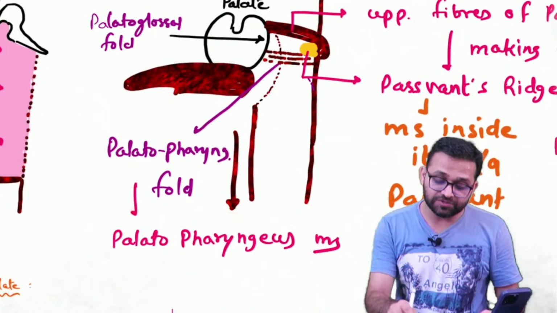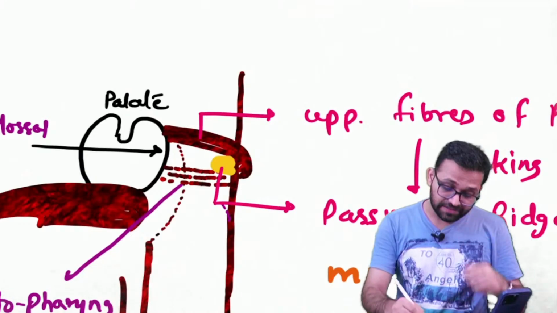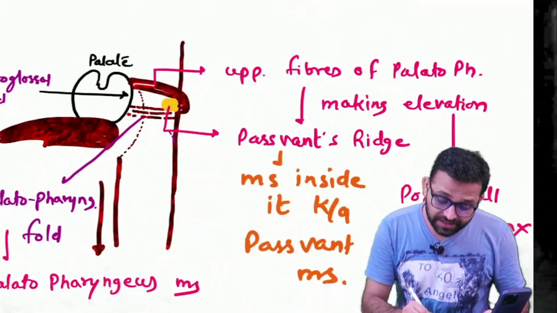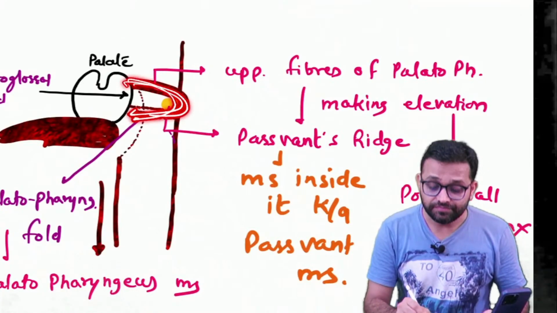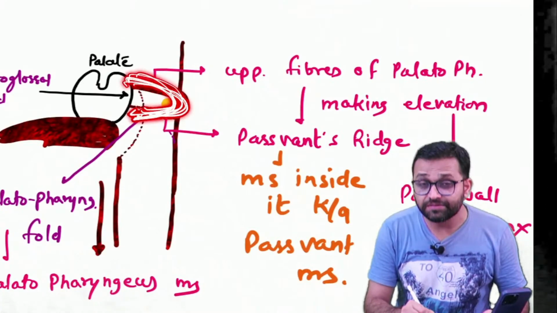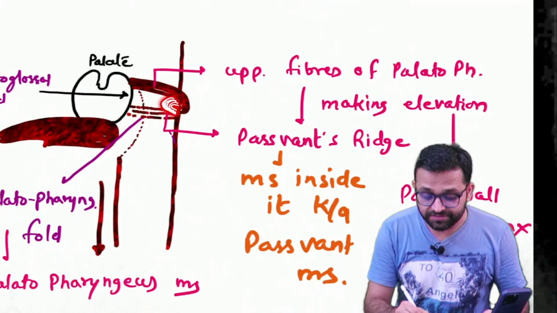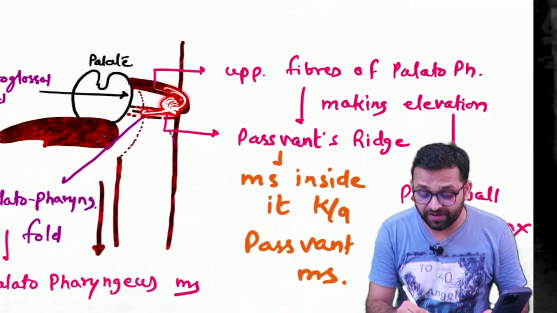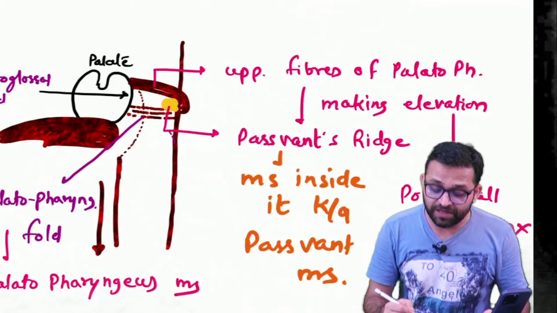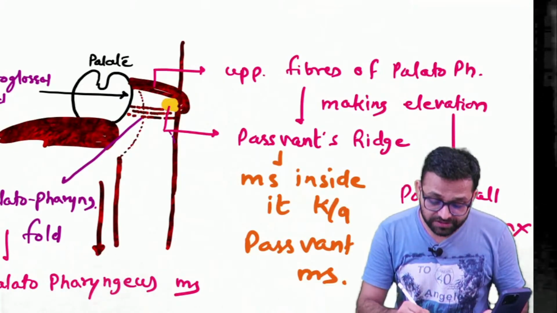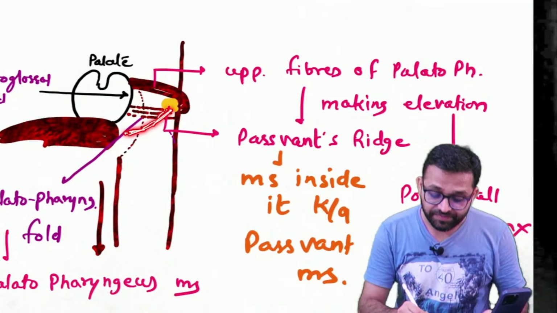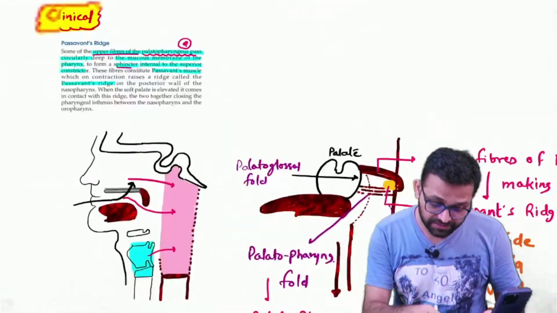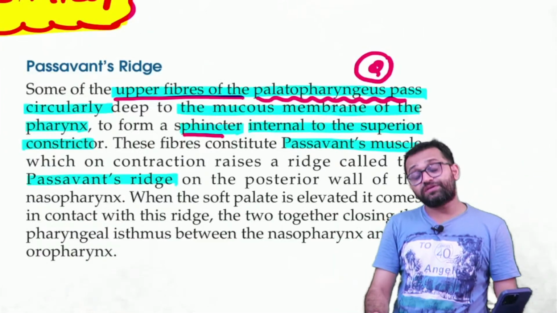Within each palatopharyngeal fold, the palatopharyngeus muscle is present. The upper fibers get thickened and make one elevation, the Passavant's ridge. Within it, the Passavant muscle is present. What is the importance? The soft palate touches this and blocks the entry of food into the nasopharynx. Now just see the lines from our textbook.